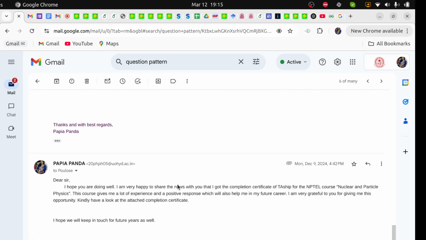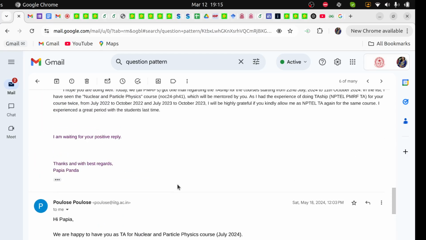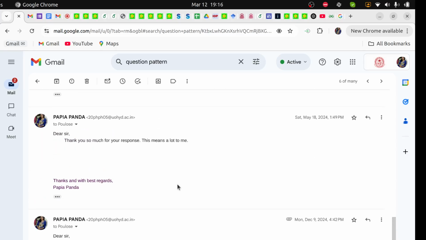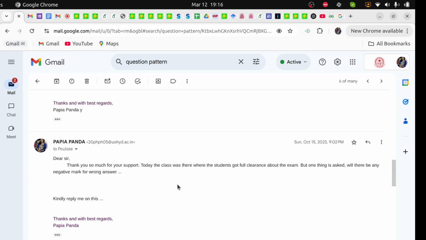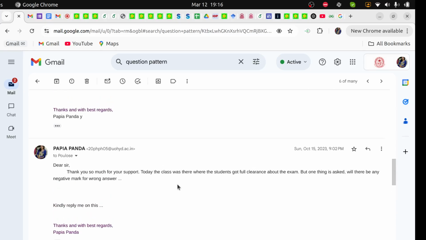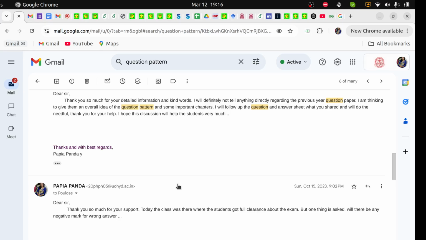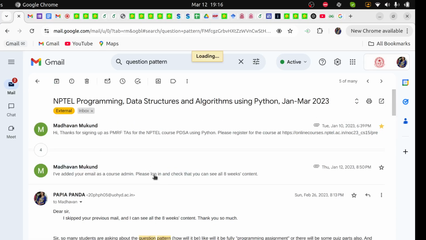Even for other courses, I was a TA for the nuclear and particle physics course. There I already knew the question pattern, because sir told me what it would be. I told everyone the question pattern, and that was good, because they had some clarification of the question pattern before they went for the exam. But for this Python course, there is not that much clarification right now.